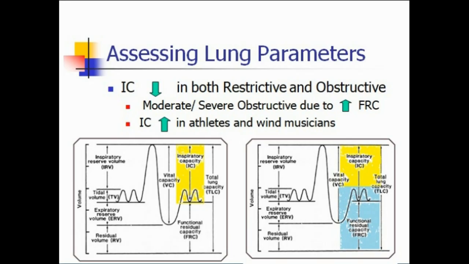So normally, the FRC helps hold the inspiratory capacity at the same normal level. But in the graph on the right, you can see that in blue, the functional residual capacity is much greater. Thus, it's taking away volume that is usually used by inspiratory capacity.